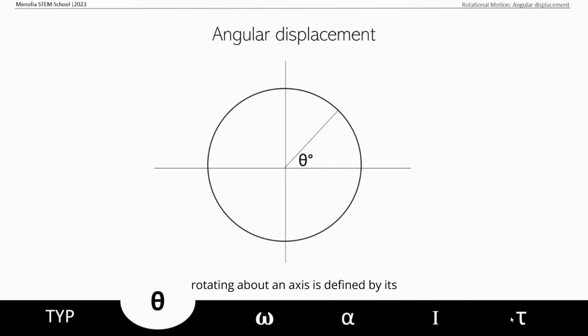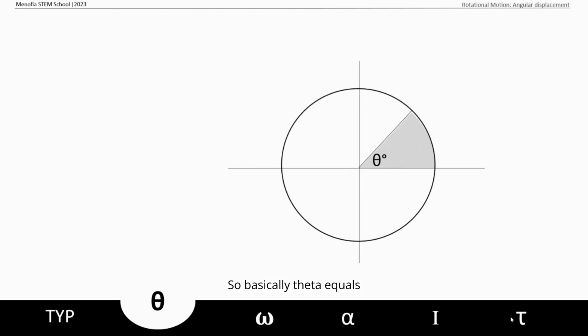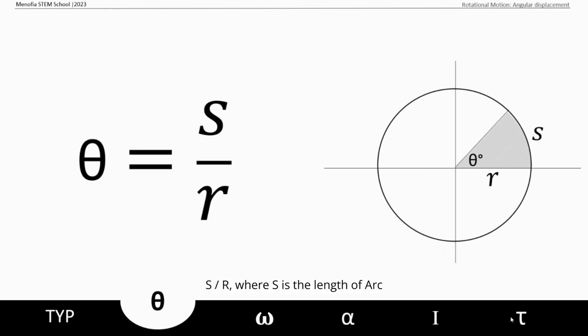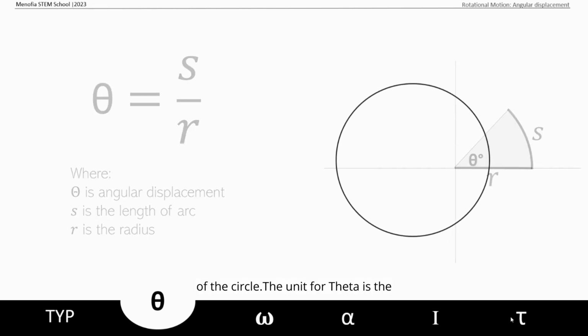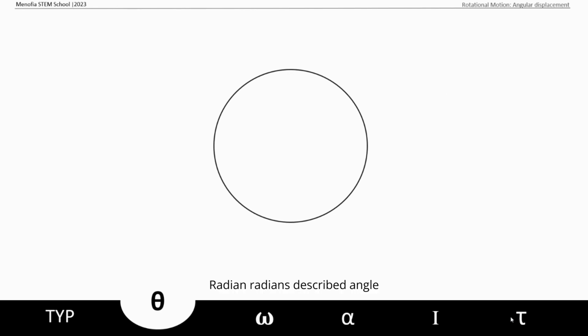An object rotating about an axis is defined by its angle of rotation, theta. It tells us how much the object has spun. So basically, theta equals s divided by r, where s is the length of arc or distance traveled, and r is the radius of the circle. The unit for theta is the radian.